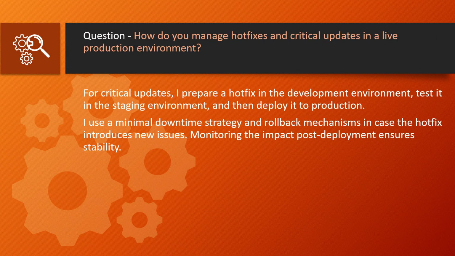How do you manage hotfixes and critical updates in the live production environment? So for critical updates, we should prepare a hotfix in the development environment, test it in the staging environment, and then only deploy to production if it is working fine in the staging environment. And we should use a minimal downtime strategy and rollback mechanism in case the hotfix introduces any new issue. And we should keep monitoring the impact after deployment of the hotfix.